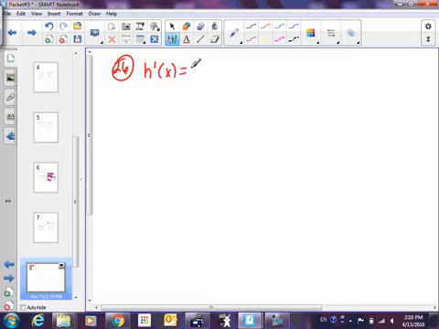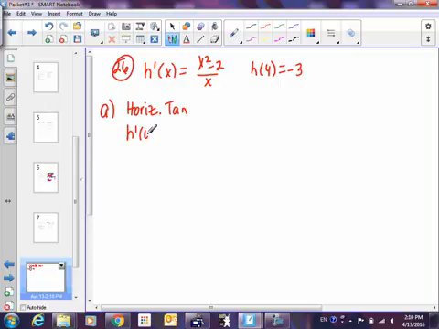Okay, they give you h prime is x squared minus 2 over x. And they say, obviously, this is for x not equal to 0. They also tell you that h of 4 is -3. And then for part A, you want to know where h has horizontal tangents. So what do we know about a horizontal line? Yeah, in particular, maybe the slope. 0. I want to know where h prime of x equals 0. I want to know where x squared minus 2 over x equals 0.